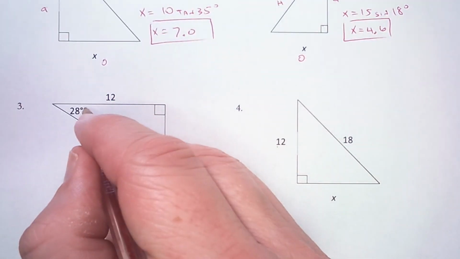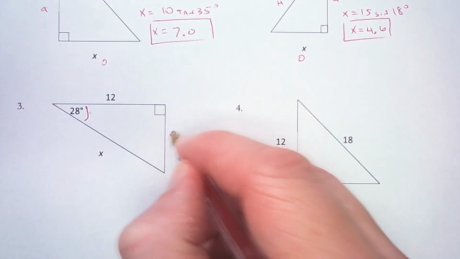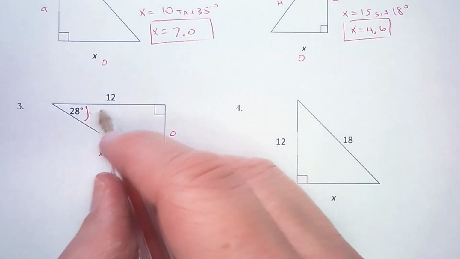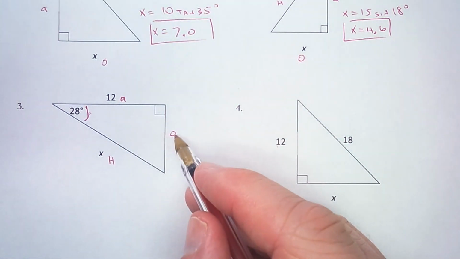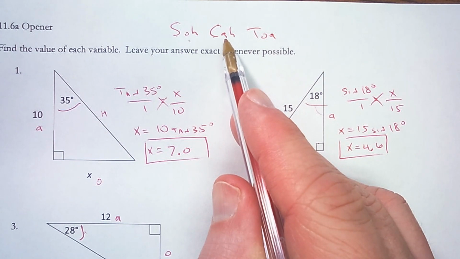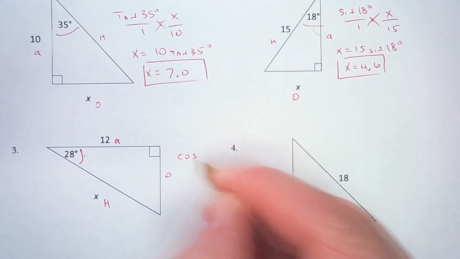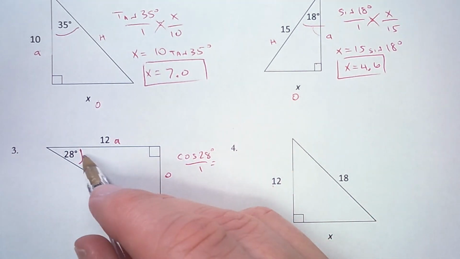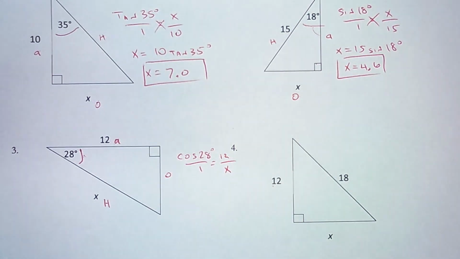Okay, our next one, here's my angle. Once again, I will label the opposite leg across the triangle, the hypotenuse across from the right angle, and the leg next to that angle is adjacent. This time we are not using opposite. Cosine does not use opposite, it uses adjacent and hypotenuse. So we have cosine 28 degrees is to 1, as the adjacent leg, 12, is to the hypotenuse, x.